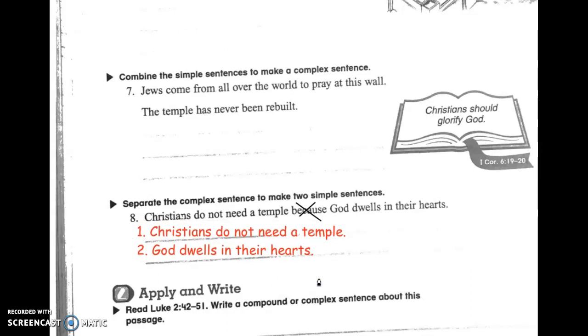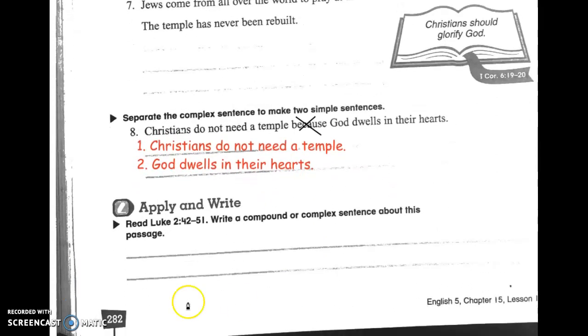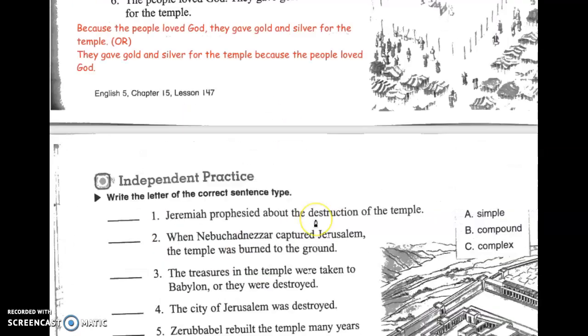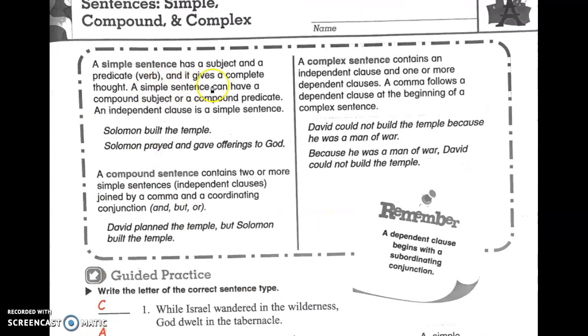Just two quick reminders. We are going to be doing apply and write today, so you need your Bible and you're going to write a compound or complex sentence about the passage. So you're going to read it first and then write your own sentence about it. And another thing to remember is that when you're looking for simple sentences, it's possible to have a compound subject or a compound predicate. We touched upon this a few weeks ago.